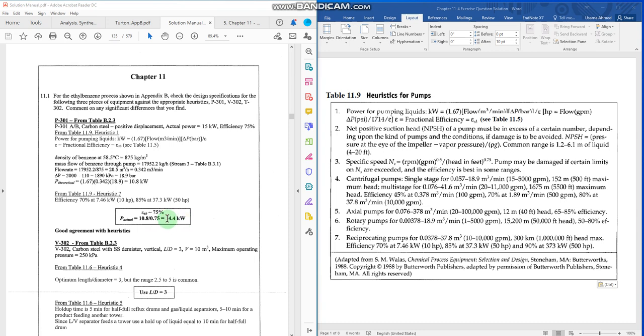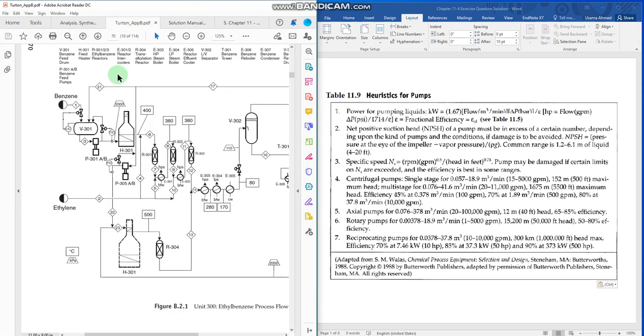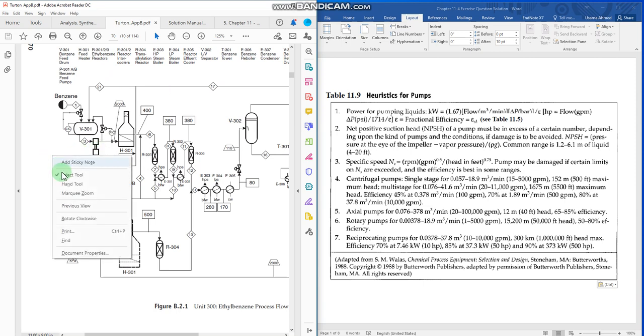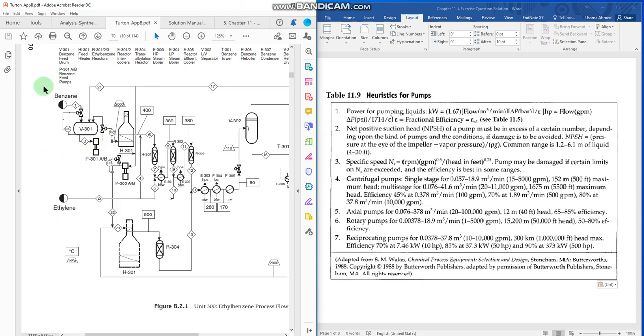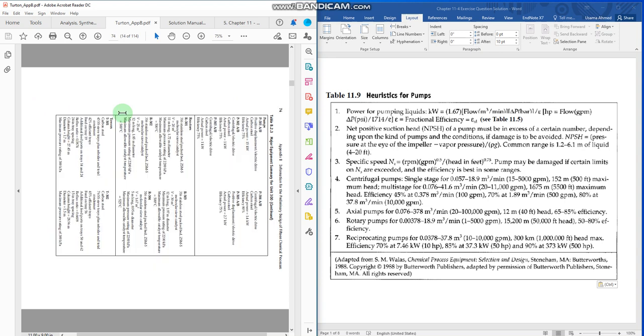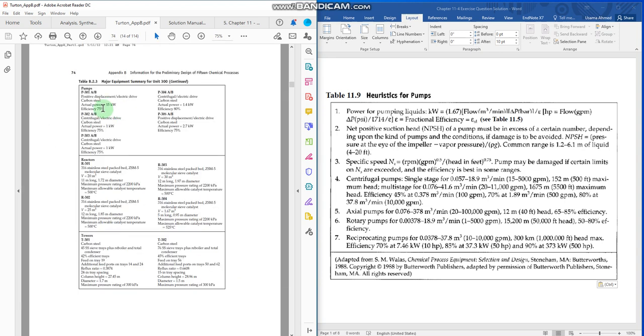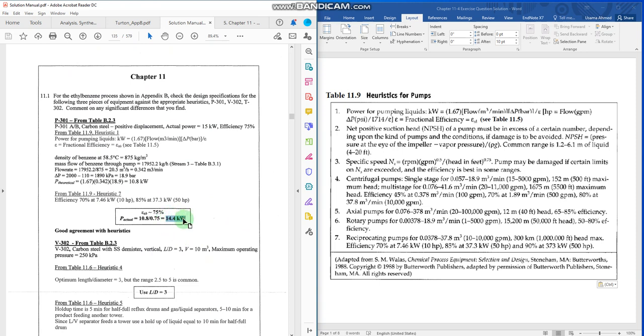Okay, now this is the same power that is provided to you in this example here. If you go back to the pumping section again, here you can see that the actual power is 15 kilowatt. So in our example we have got around 14.4 kilowatt, which is quite close to the actual power. So we can say that our heuristics can give you very close results. Okay, so these results are also acceptable from the design point of view.